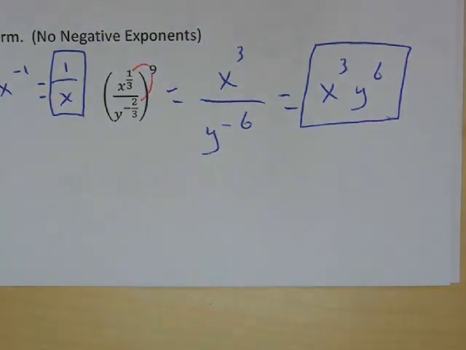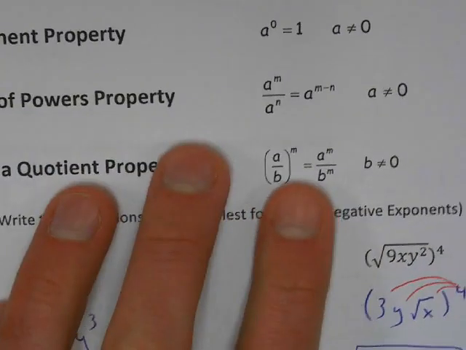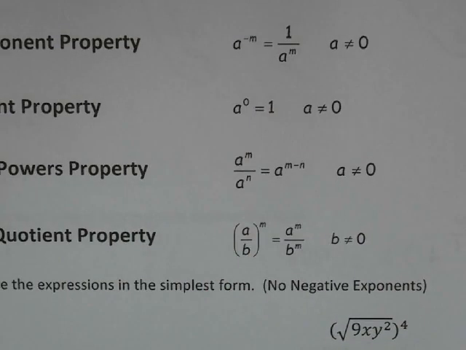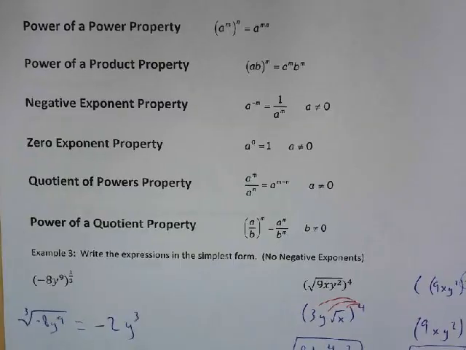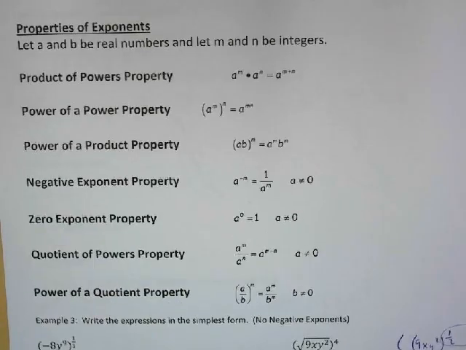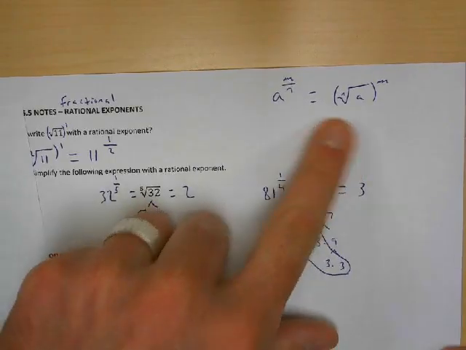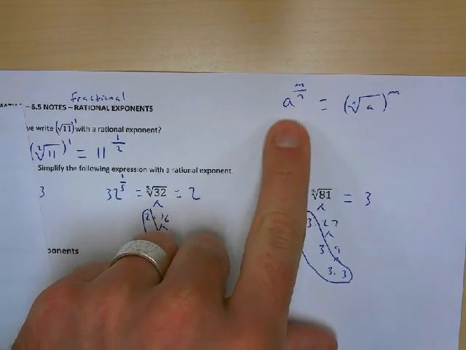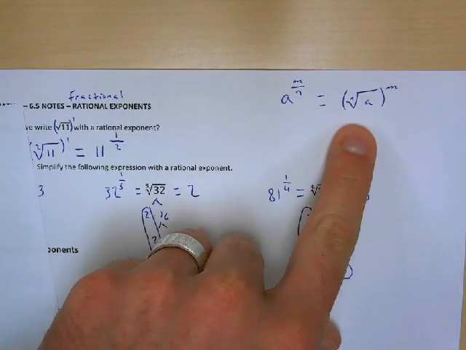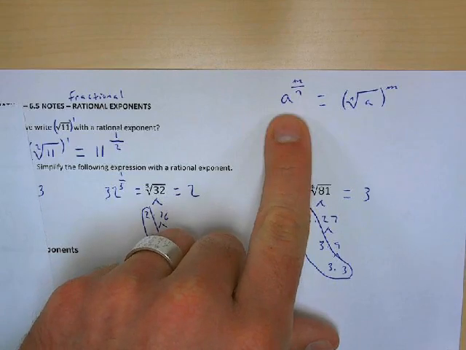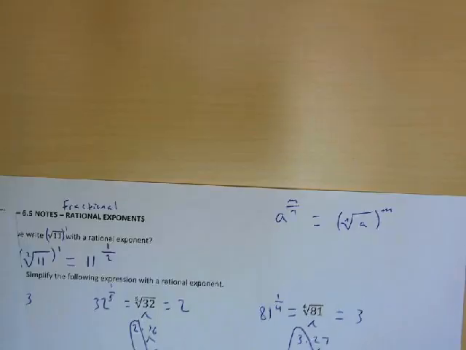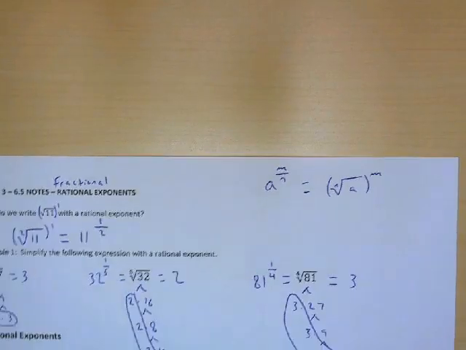Okay? So you're going to be doing two things a lot in this section. You're going to be using these exponent rules that we've learned in the past, but we probably haven't used much lately. And then the other thing that we're going to be doing a lot of is this right here, converting from exponential form to radical form, and vice versa, from radical form to exponential form. Okay? All right, and then that wraps up the notes for 6.5.